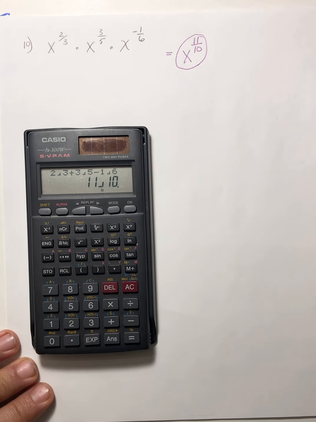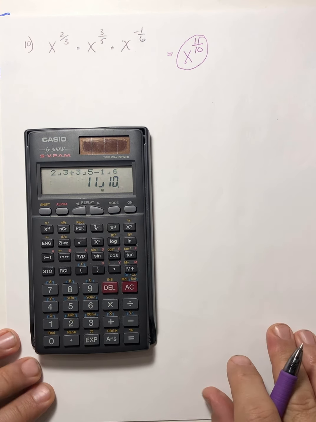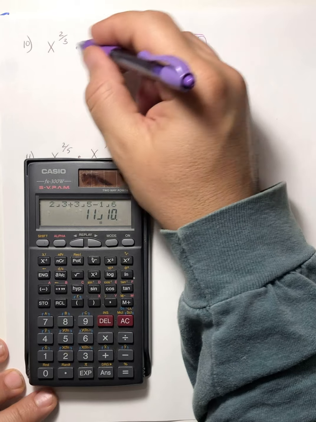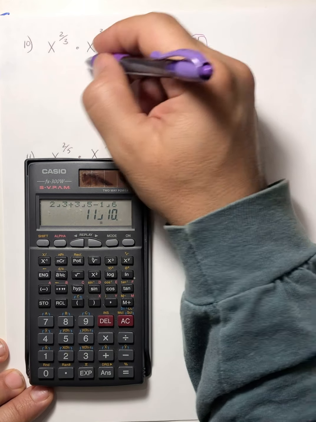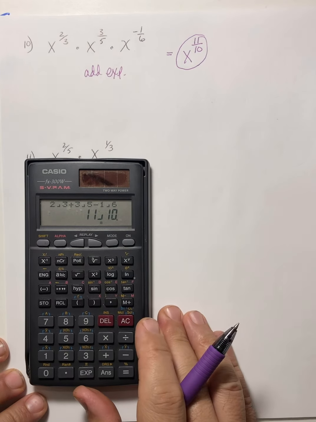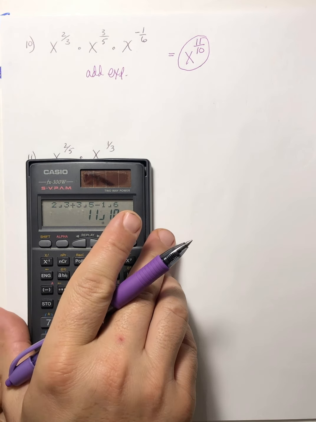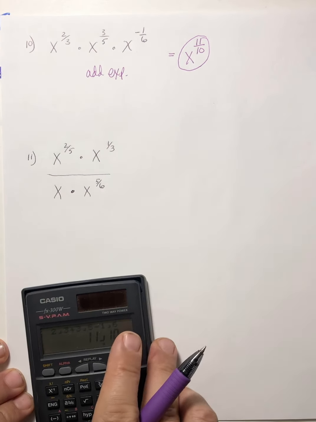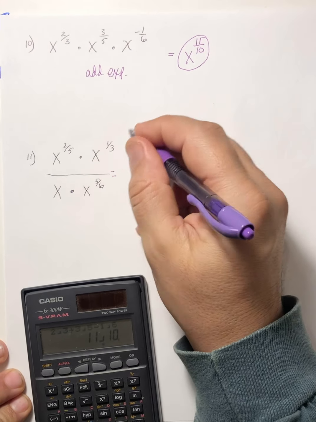That's it. Type it right into your calculator. There's no excuse for you not to have a calculator for this. Okay? All I did was add my exponents. Multiplying like bases, add exponents. That's all you're doing. Type it right into your calculator. Okay? I'll show the work on this one.